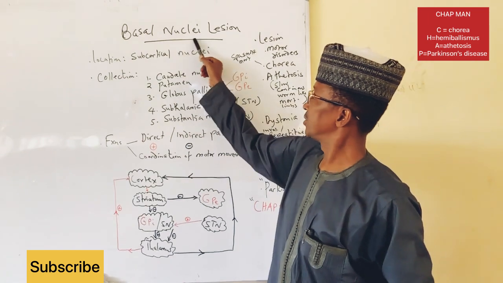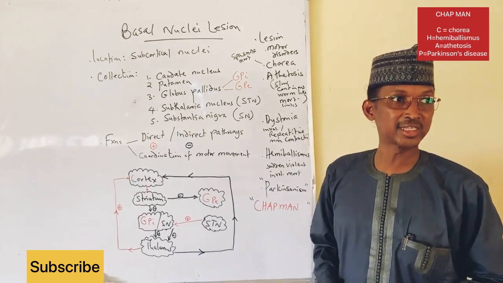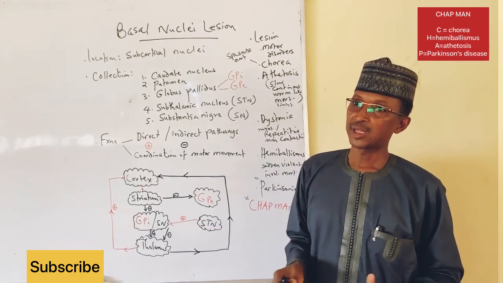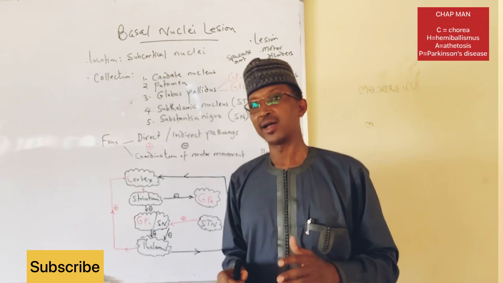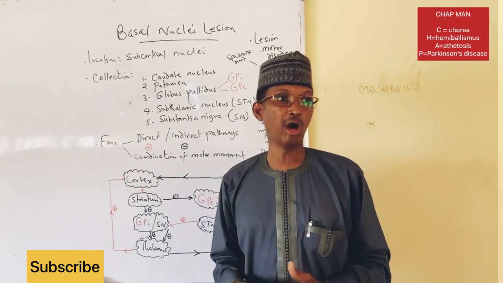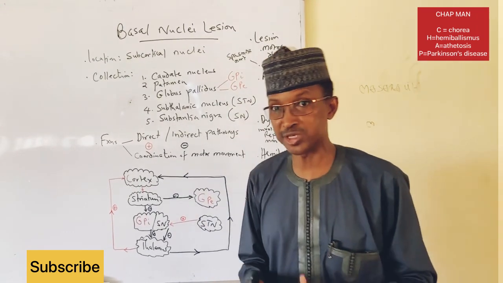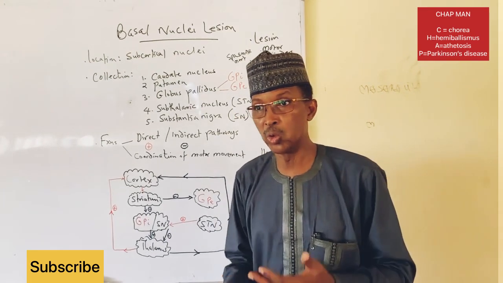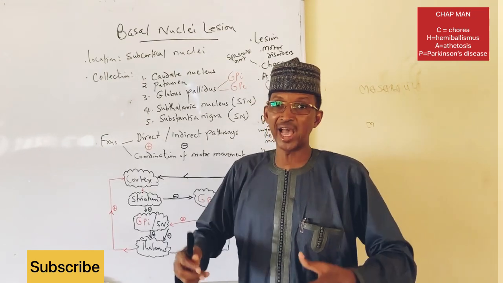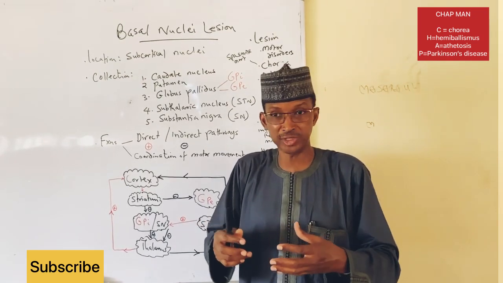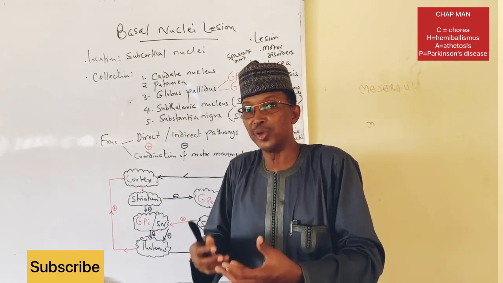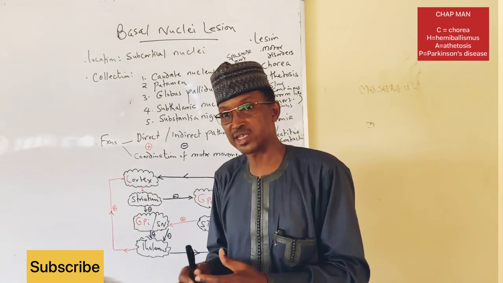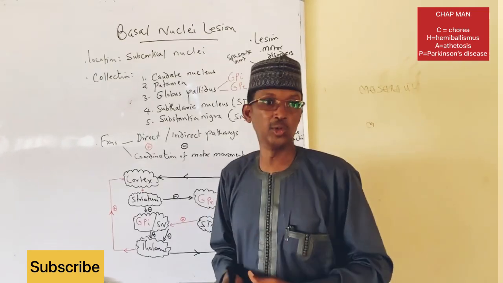So as you have seen on the board, the lecture is basal nuclei lesion. You're all aware that basal nuclei are collections of subcortical nuclei or structures. Since they are subcortical, it means they are below the cerebral cortex. So they are nuclei, collections of neurons, cell bodies that are found below the cortex. That is why they are called subcortical collections of nuclei.